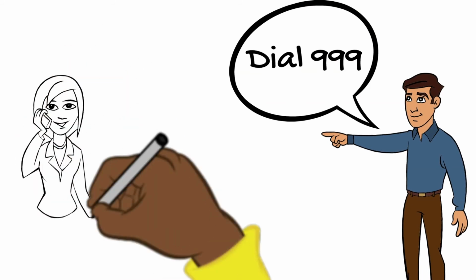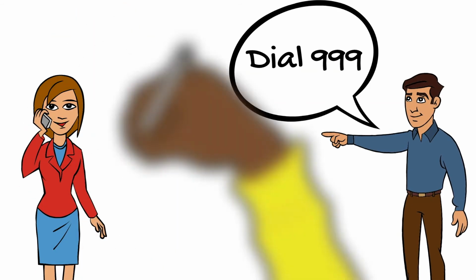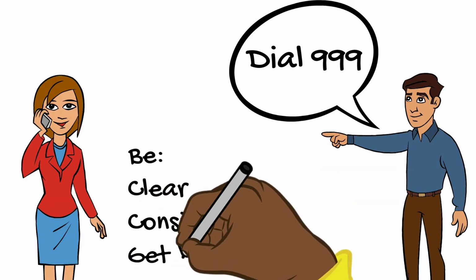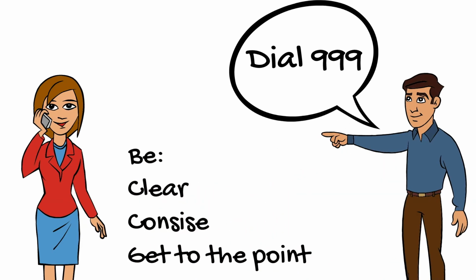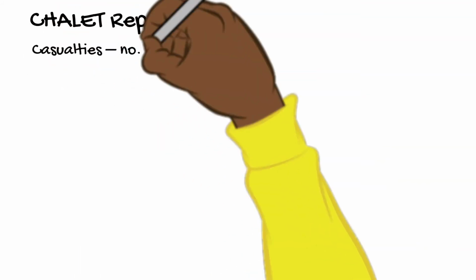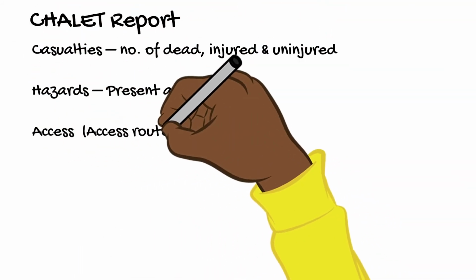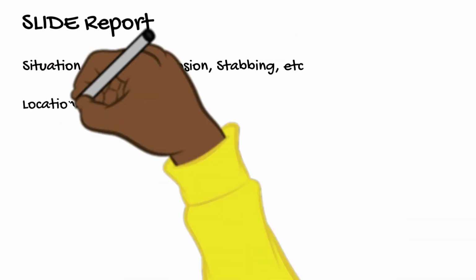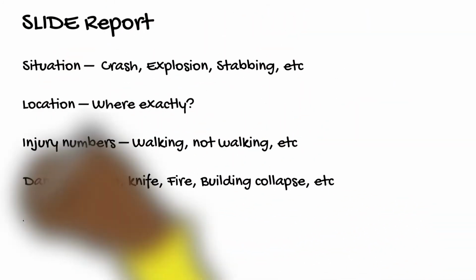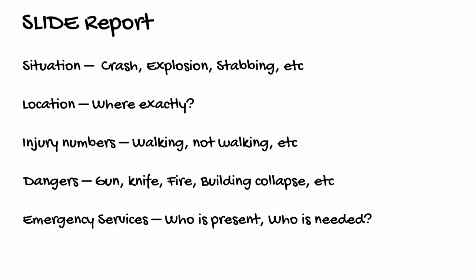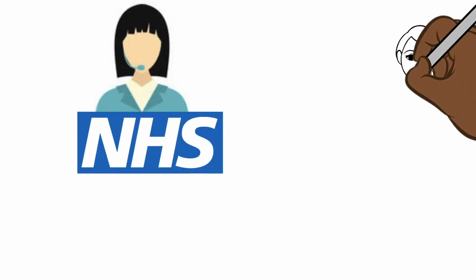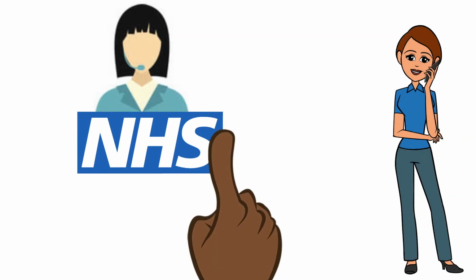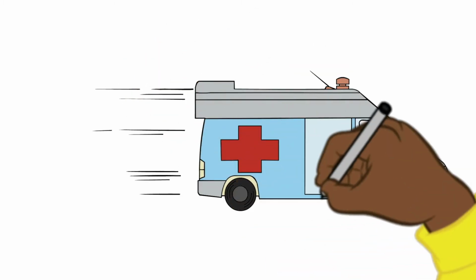You can speed up this process, potentially saving the patient, by being clear, concise, and straight to the point. There are many mnemonics you can use to remind you what to tell the emergency services, such as chalet, slide, etc. In our experience, they can be useful to make sure you've thought of everything you need, but can also be a hindrance if you try and give the emergency call handler information in your way. Better just to answer their questions in the order they ask them so they can quickly collate it and dispatch assistance.